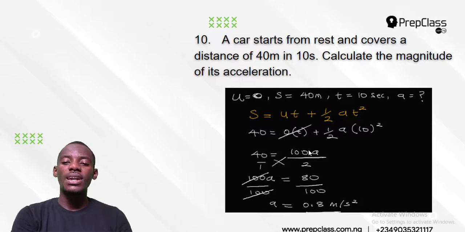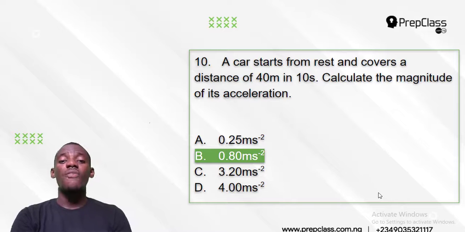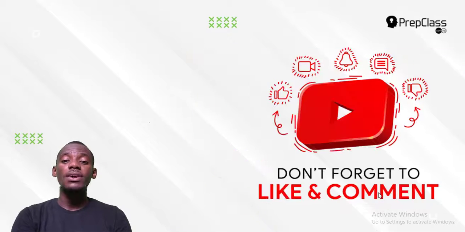So that will give me 40 equals 100a over 2, right? And if I multiply, it will become 100a equals 2 times 40, which is 80. Then divide by 100, 80 divided by 100 is 0.8, and that is the answer, 0.8 meters per second squared. And that is my acceleration for number 10, making option B the correct answer.